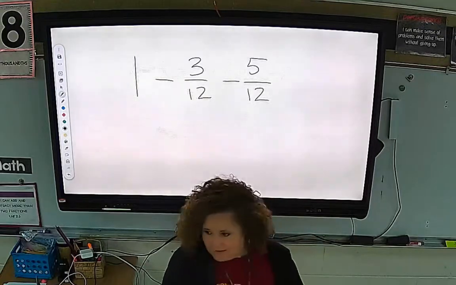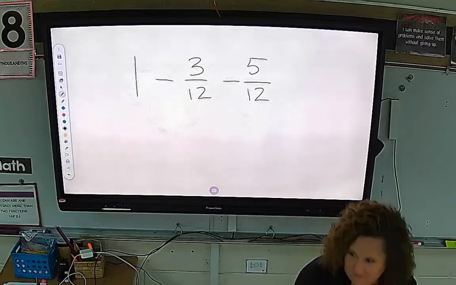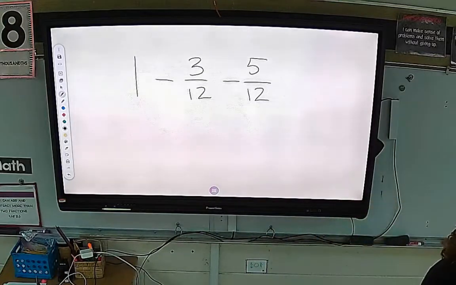Any number over itself is equal to 1. Cha-cha-cha.